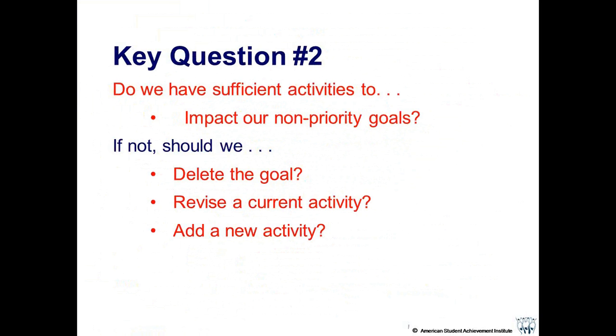Second question is, do we have sufficient activities to impact our non-priority goals? Just because a goal is not a priority goal doesn't mean that it's a goal that we're going to ignore. So do we also have activities that are going to support our non-priority goals? And then again, if not, do we get rid of the goal? Do we revise the current activity? Do we add new activities?